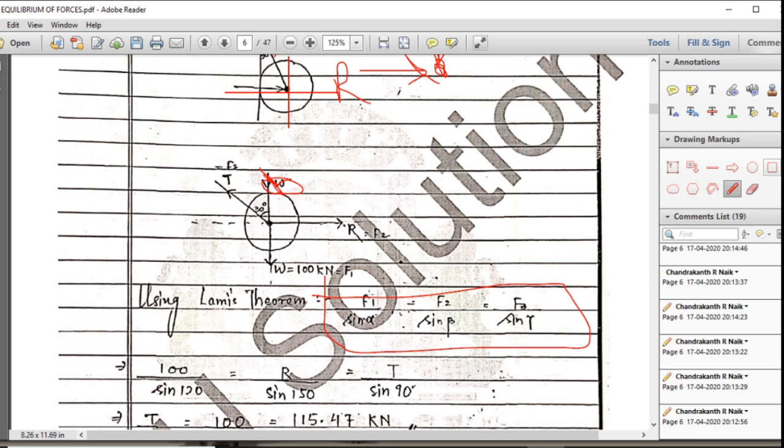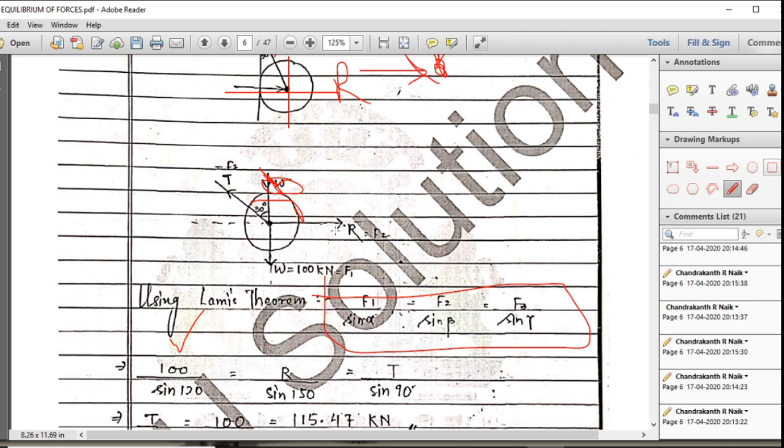What is the angle? Alpha is the angle between the other two forces. In between the other two forces, what is the angle? This is the angle. Okay. So this is 90 degree. This is 30 degree. 90 plus 30, 120 degree. So 100 divided by sine 120 degree.